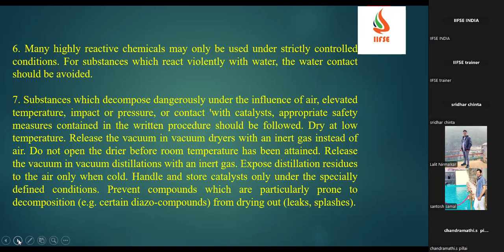Handle and store catalysts only under specially defined conditions, and protect the components which are particularly prone to decomposition. A catalyst is nothing but, I can say, an encouragement to the chemical. It only boosts up the reaction process. For example, in any chemical reaction, if I use a catalyst, what will happen? It will increase the rate of reaction, the reaction rate and the speed. But it is not a part of the reaction; that means there is no change in the chemical. But it will increase the rate of reaction.